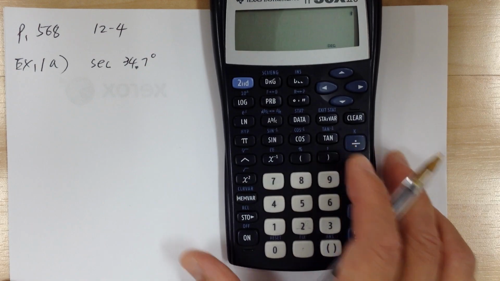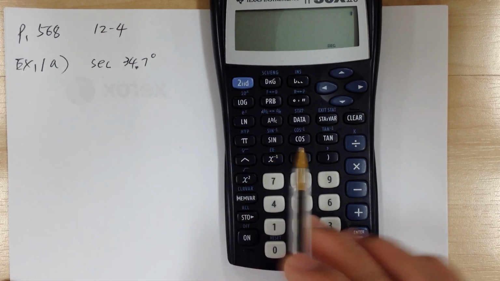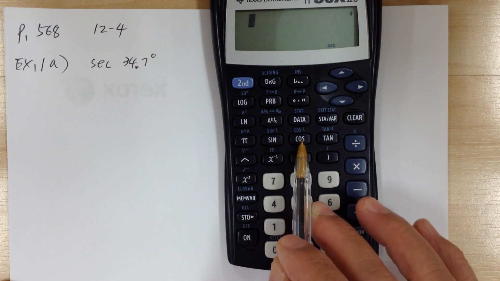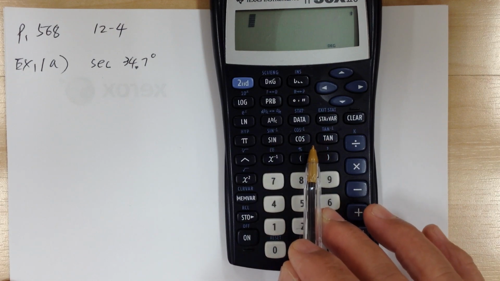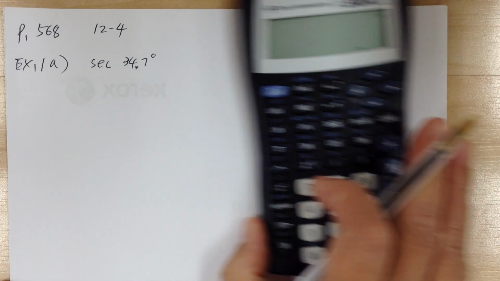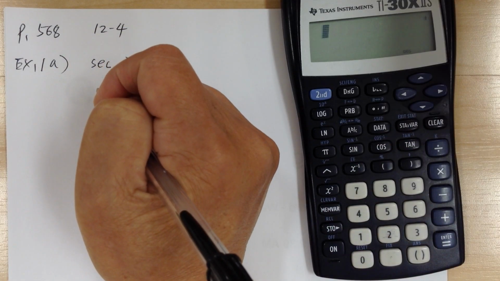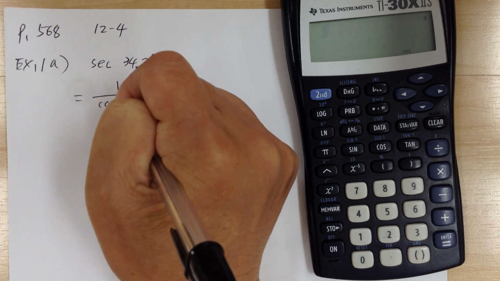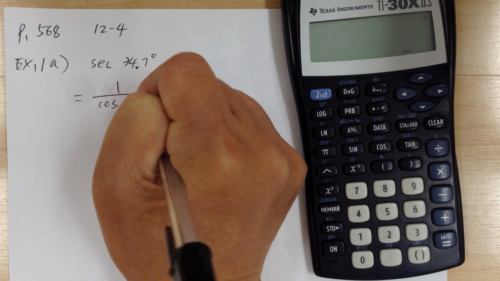Okay, so over here, you're looking for secant. But notice the calculator only gives you the three primary functions: sine, cosine, and tangent. So first you have to convert into one of these. Secant is the reciprocal of cosine, so first you have to make it 1 over cosine of 34.7 degrees.